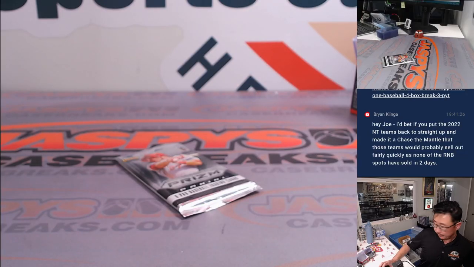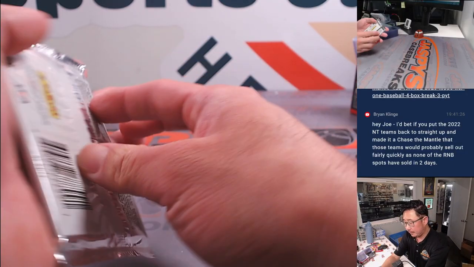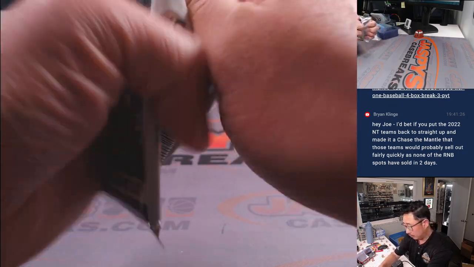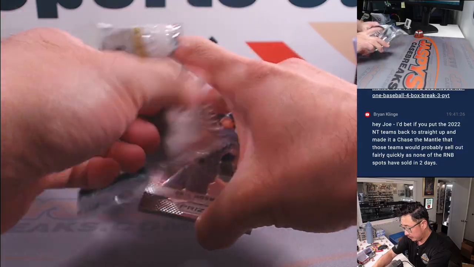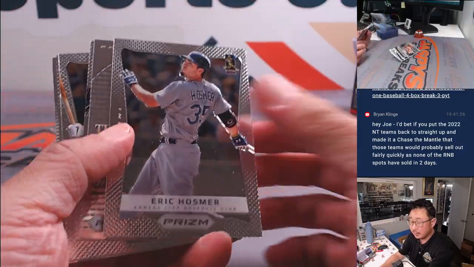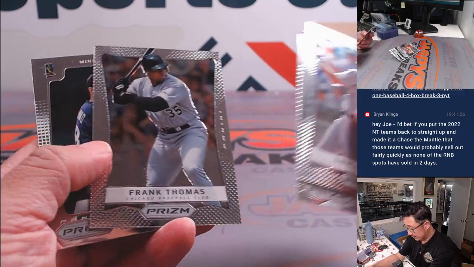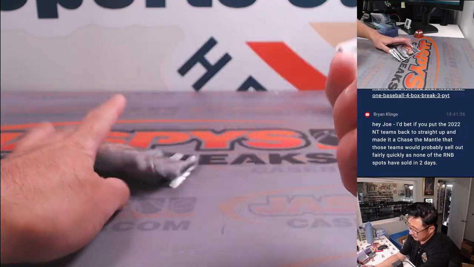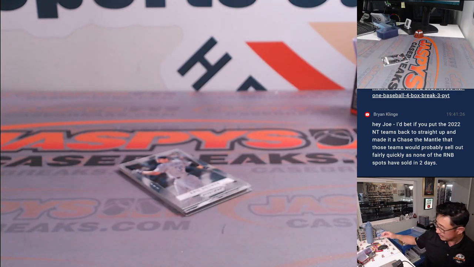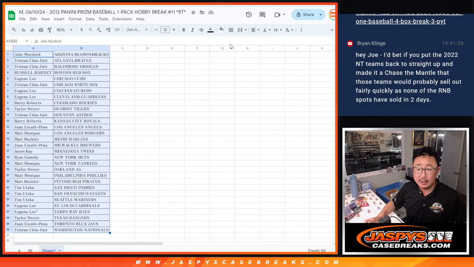Print and rip. Let's see what we got here. Any blasts from the past? Yes. Any rookies that are key? No. Scott Diamond. It's a blast from the past. Let's flip back over here.